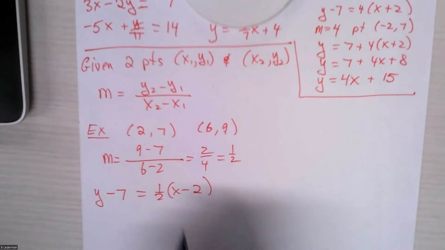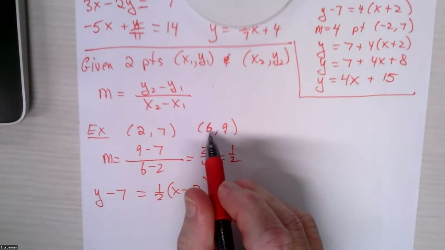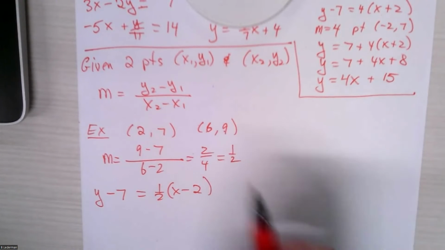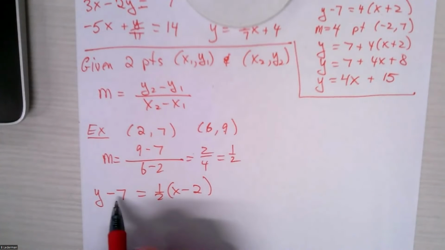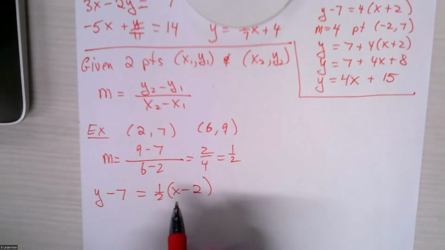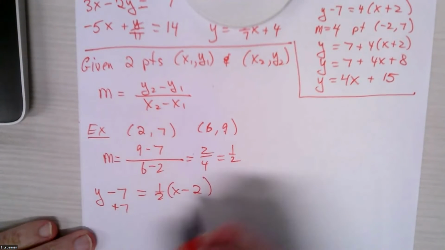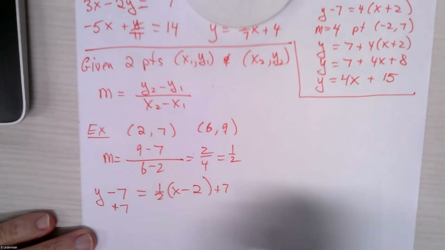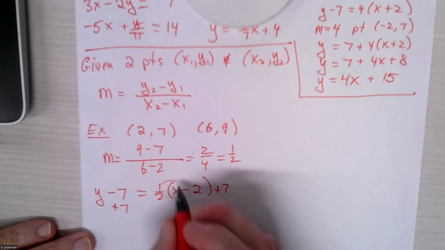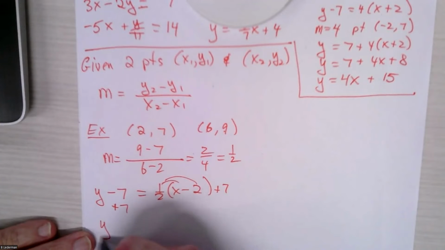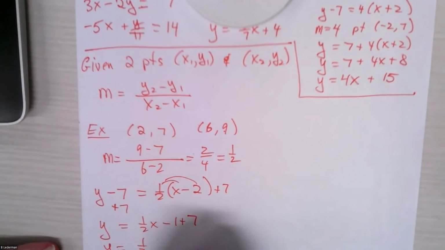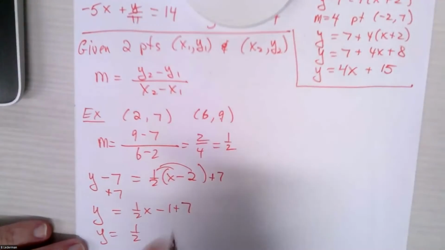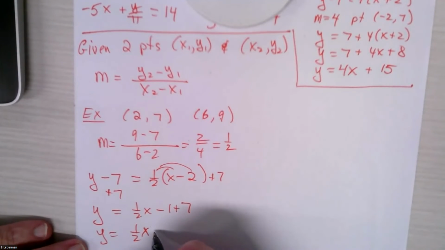Y minus 7. Now I could have chosen the 6 and the 9 instead. Before I do that, I want to take this and put it into mx plus b form. So I'm going to add 7 to each side, and I'm going to distribute. So I get y equals 1/2 x minus 1 plus 7, or y equals 1/2 x plus 6.